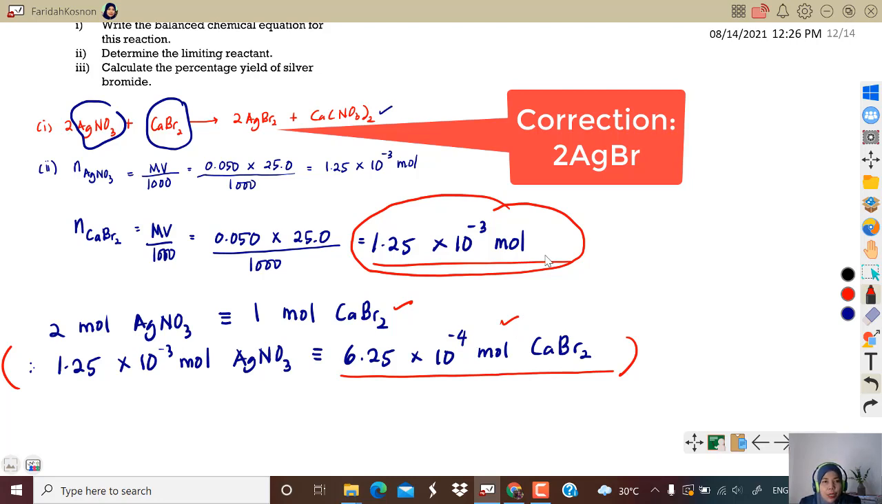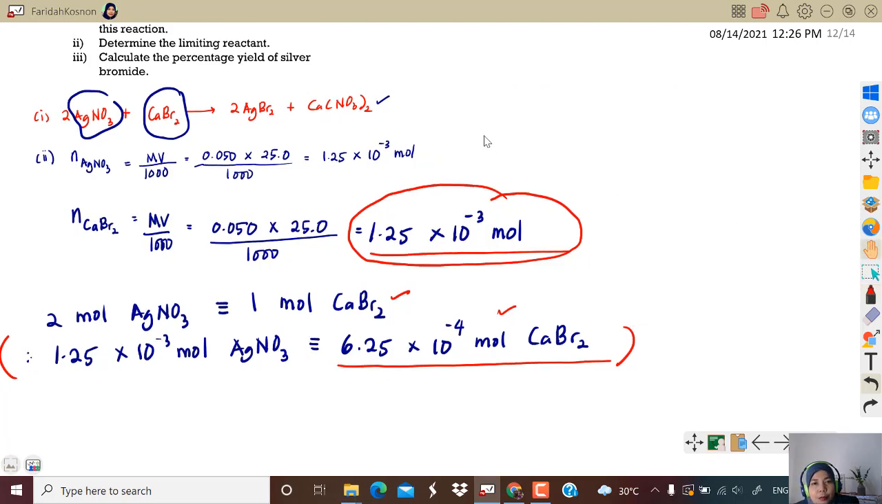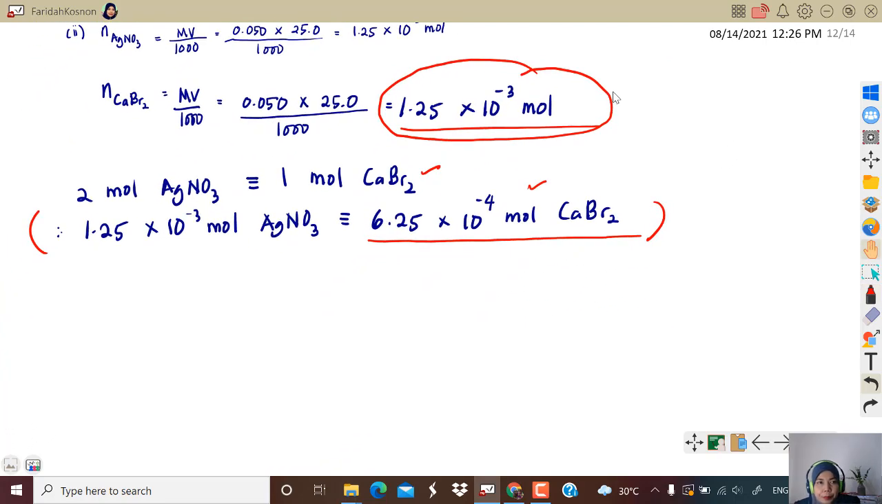Whereas silver nitrate is the limiting reactant. Jadinya sekarang kita boleh selesaikan soalan ini. So this is number 2, right? Saya sambung je lah. Mole of calcium bromide needed. Berapa mole kita perlukan? 6.25 times 10 to the power of negative 4 mole.